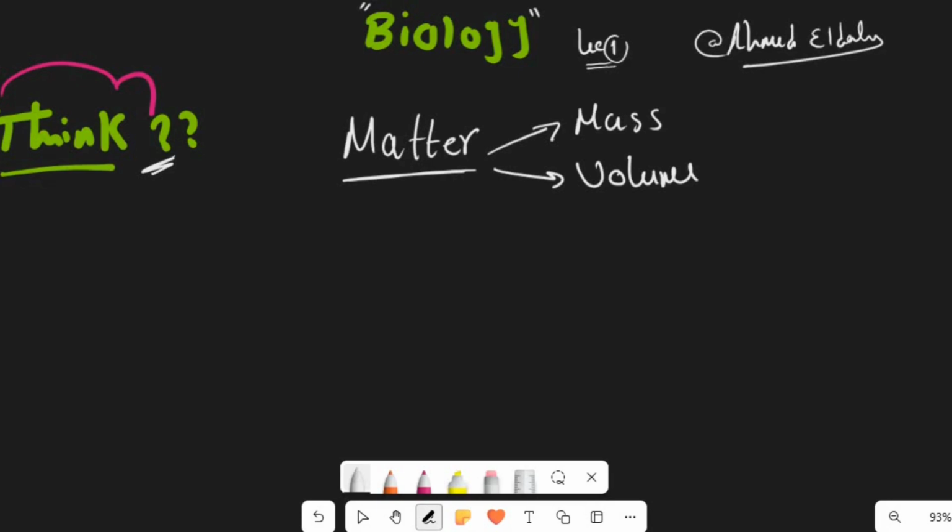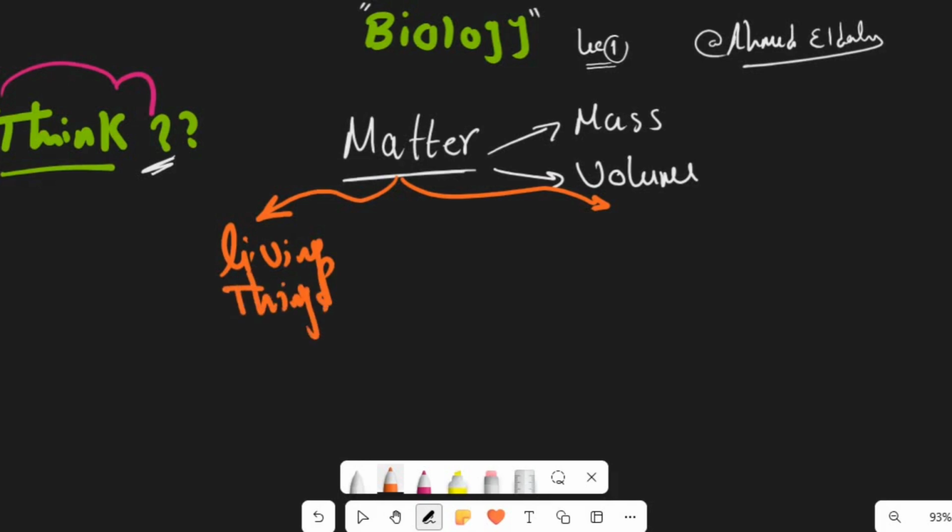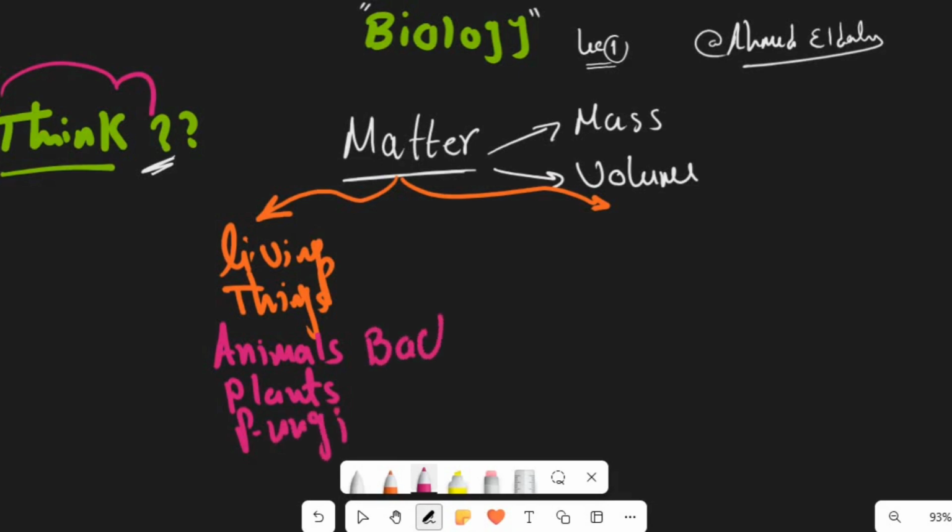But if you look around, you will see that we can divide matter into two main types. The first type is the living organisms or living things, like animals, like plants, like fungi, like bacteria, and all of those things. And the second main type is called non-living things.